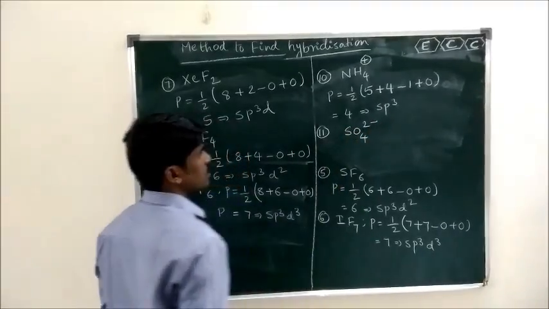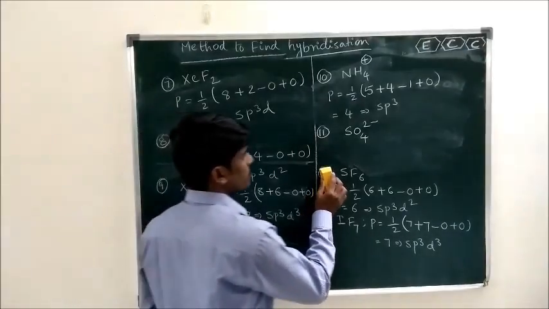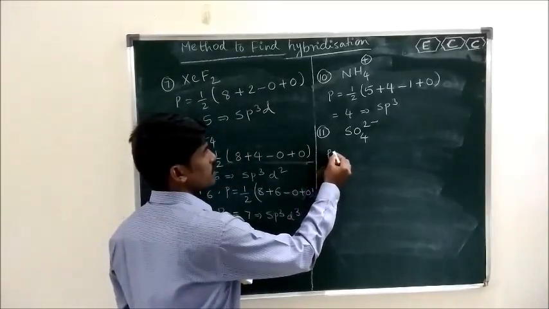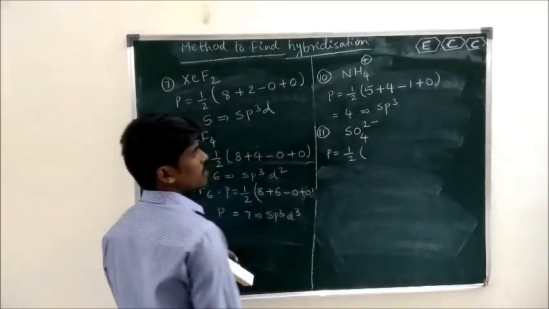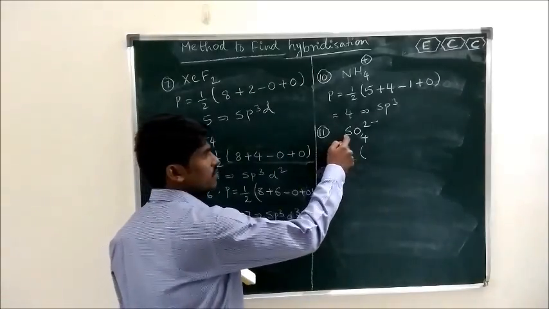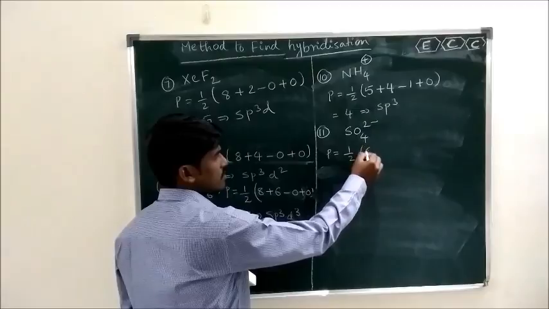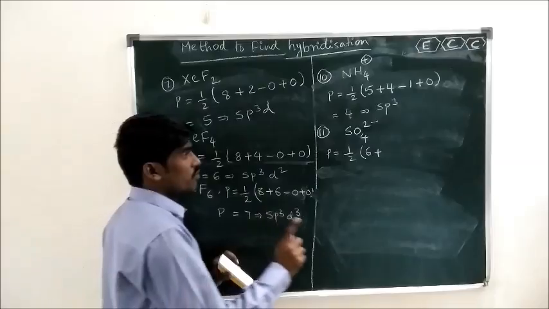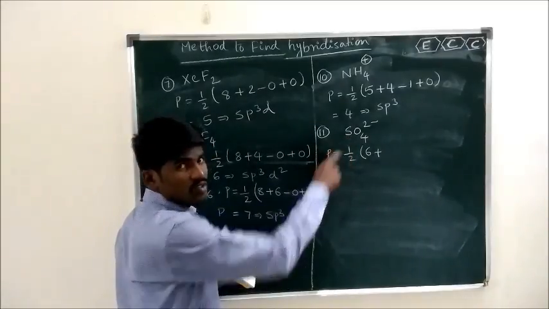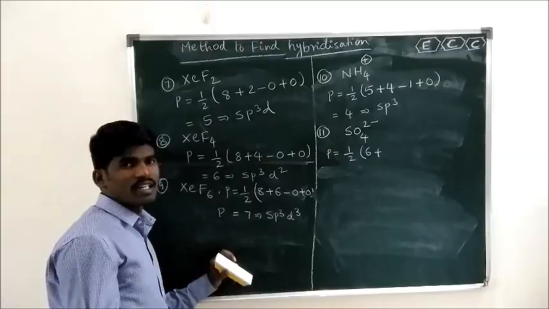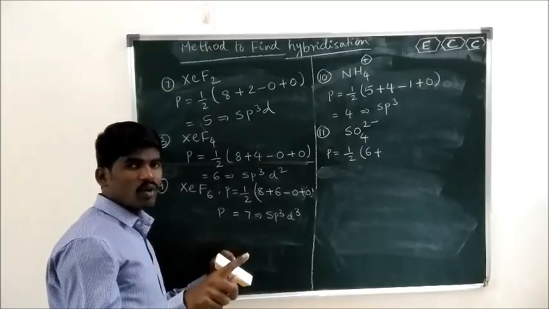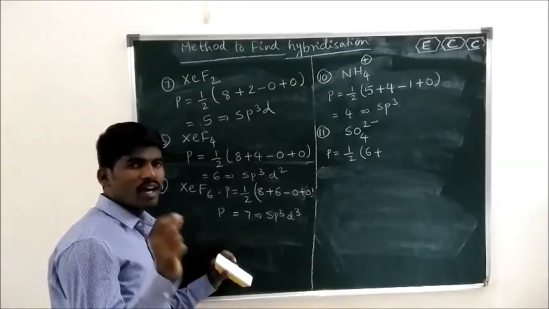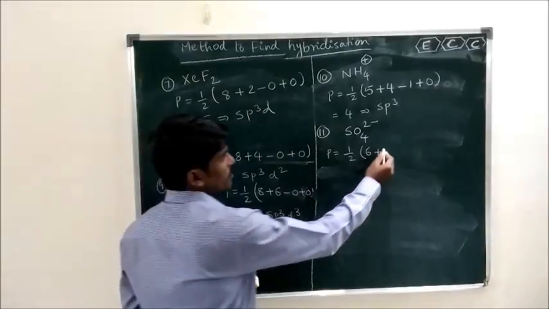SO4 2 minus. They will ask you to find out the hybridization of sulfur in SO4 2 minus. So P is equal to half of the number of valence electrons around the central atom. The central atom is sulfur, that is 6. Plus monovalent atoms. Here you need to identify that monovalent atoms are not there. Why? Because oxygen is an example of a divalent atom. As I already told you, whenever monovalent atoms are not there, if divalent atoms and trivalent atoms are there, M value can be taken as 0.